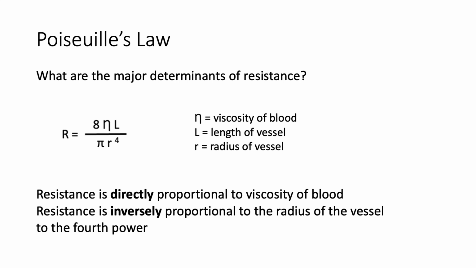So small increases in radius will lead to a dramatic drop in resistance and increase in blood flow. It's often called the fourth power law because it's really the radius that affects most of your blood flow. Viscosity of blood is important, but very small changes in radius of a blood vessel will drop the resistance and increase the blood flow.